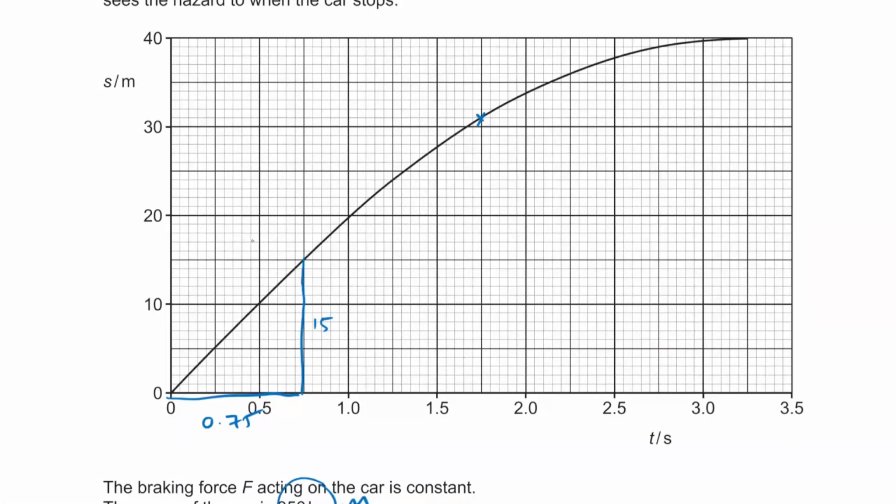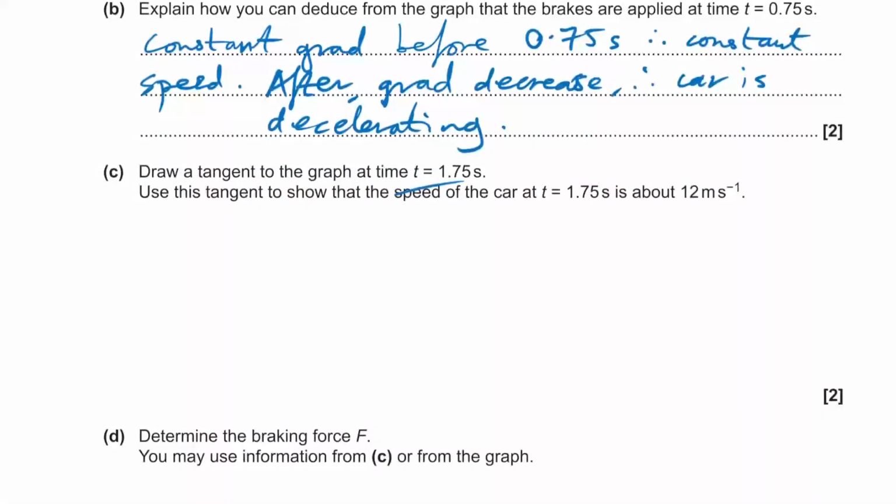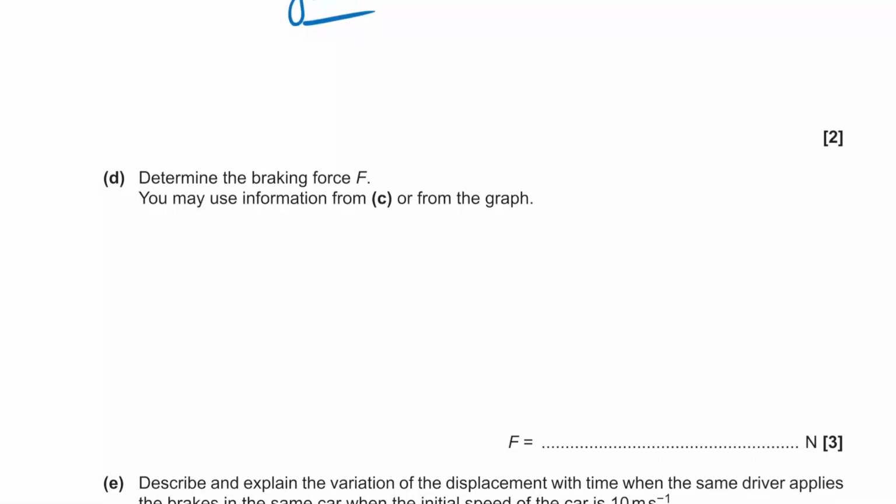So get a ruler. I would literally turn your piece of paper so your ruler is horizontal, and then you can do that, and you can make sure that it is touching at that point. Mine isn't great, of course, I don't have a ruler. But there we go, you're just going to find the gradient, that's it. Nice. You know how to do that. Determine the braking force. Use information. So we know that F is equal to MA, and that's equal to change in speed over the time taken.